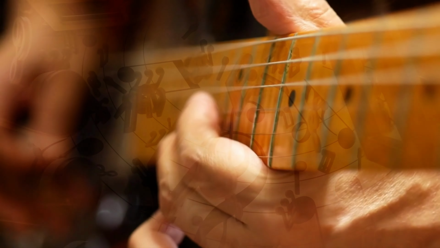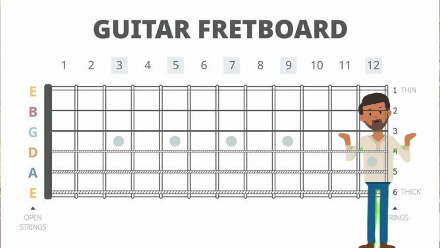When you look down at the guitar fretboard, do you see where all the notes are? Or do you just see your frets as numbers? Knowing where the notes are on the guitar is very, very important because it's the foundation of musical theory.